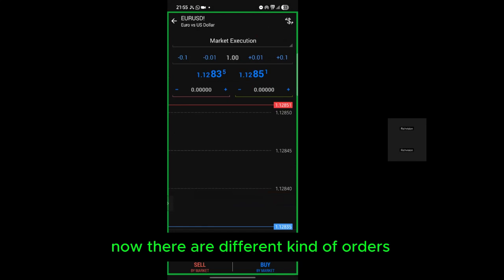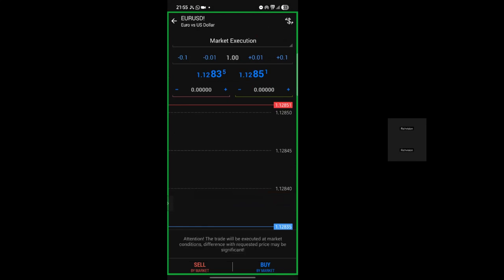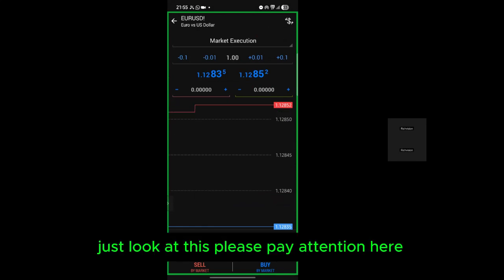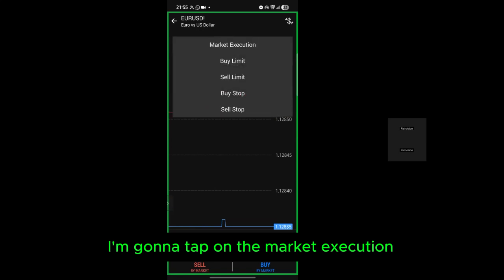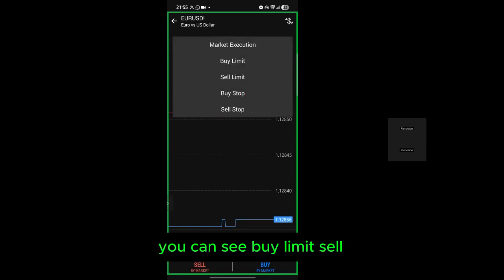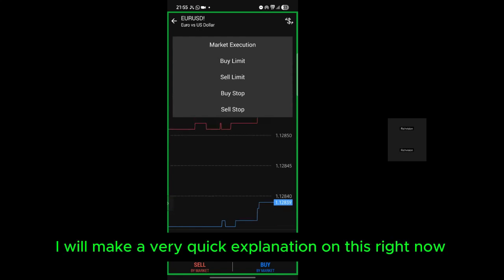Now there are different kinds of orders. Just look at this. Please pay attention here. You don't want to make a mistake here. Here we have market execution. I'm going to tap on the market execution, and you see when I tapped on it, you can see buy limit, sell limit, buy stop, and sell stop. I will make a very quick explanation on this right now.